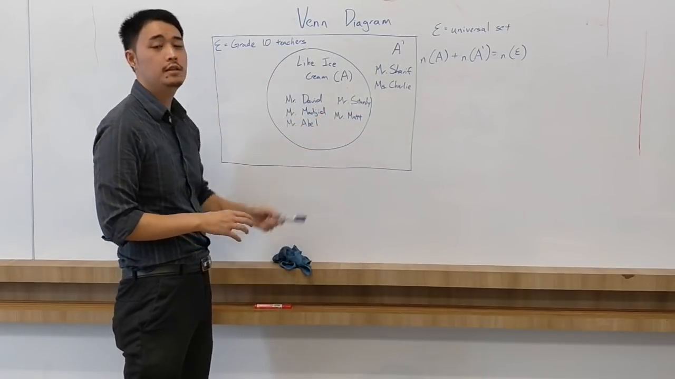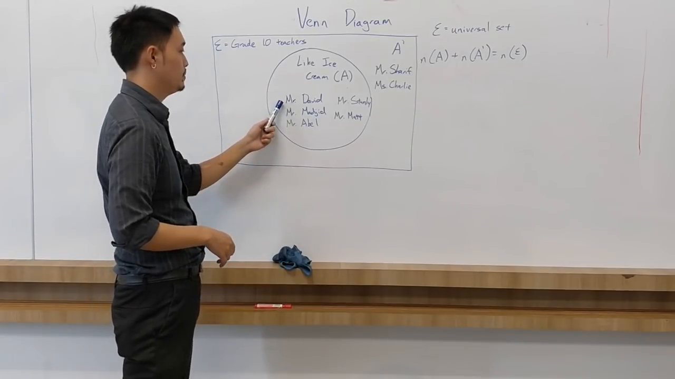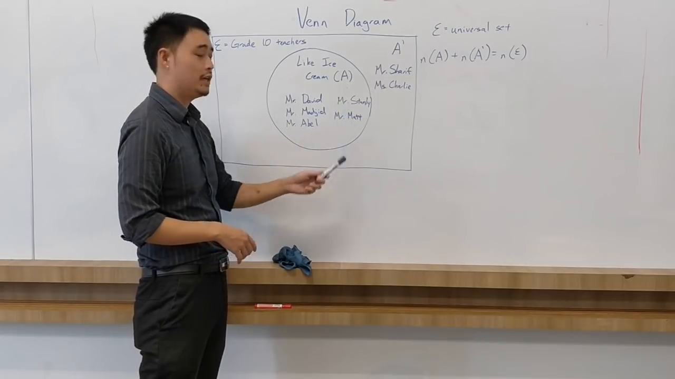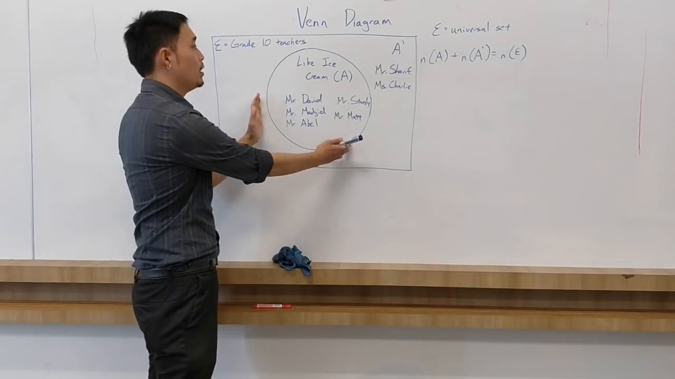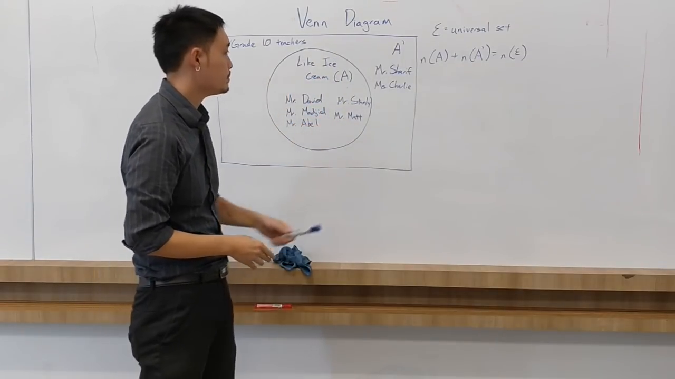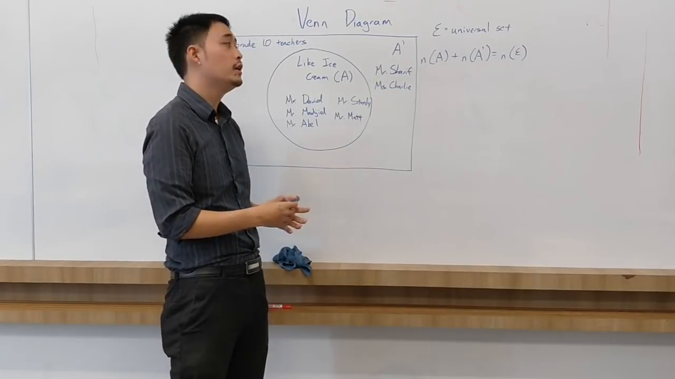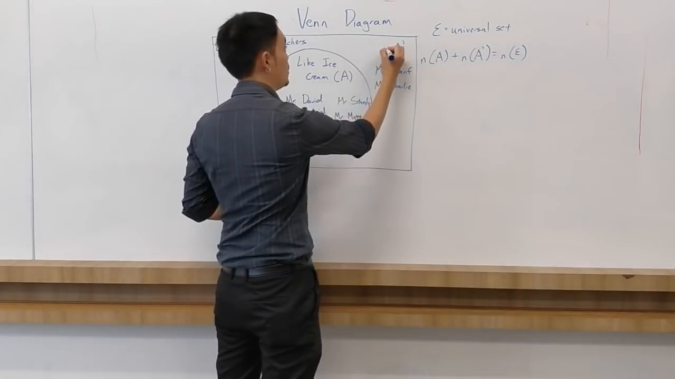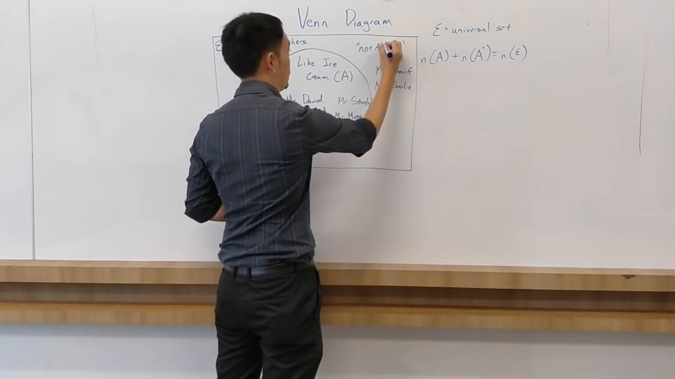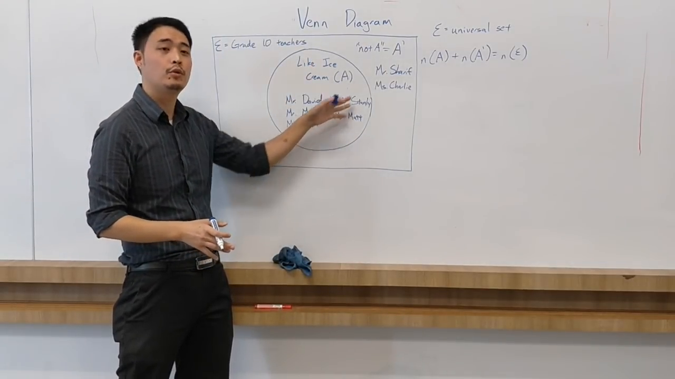Specifically, grade 10 teachers. So as you can see, teachers that like ice cream: Mr. David, myself, Mr. Majid, Mr. Abel, Mr. Stanley, and Mr. Matt. So these are people who like ice cream and are part of the set A of people who like ice cream. Over here we have A complement, which is basically not A. Okay, we can call A complement the same as not A. And that basically means people who don't like ice cream, right? People who are outside of this set.